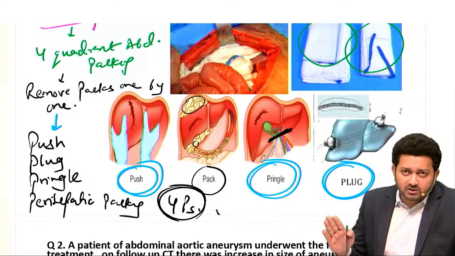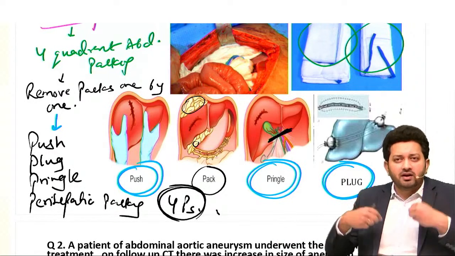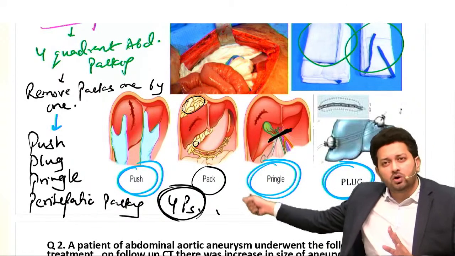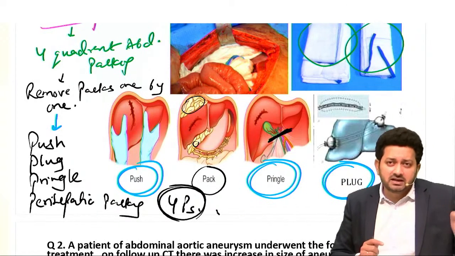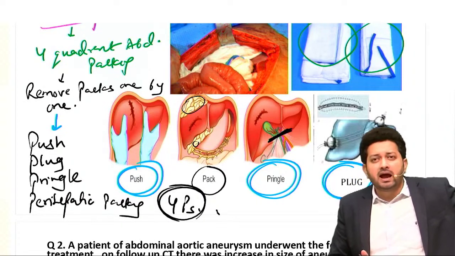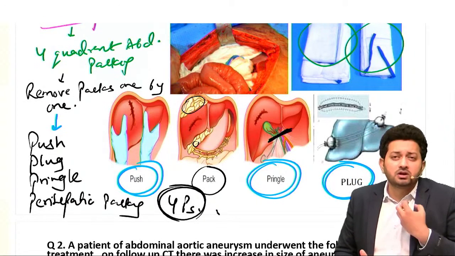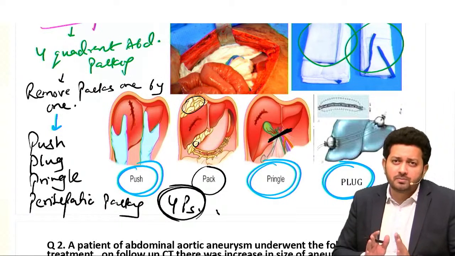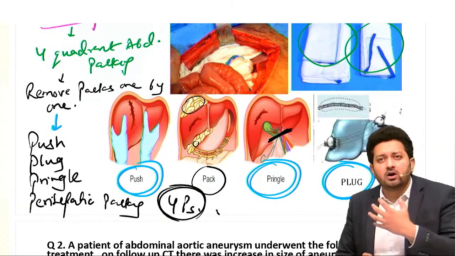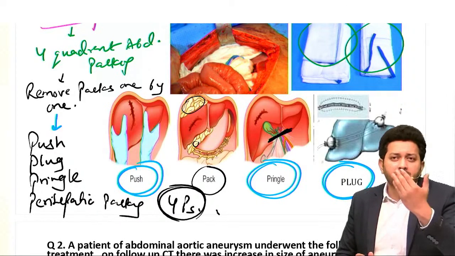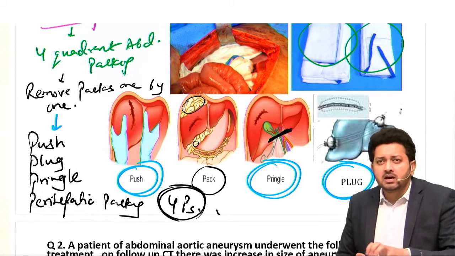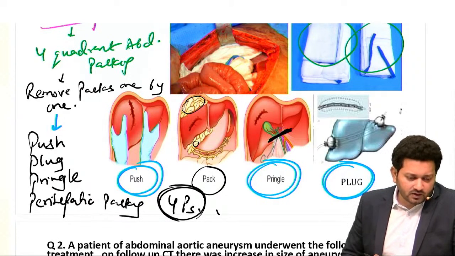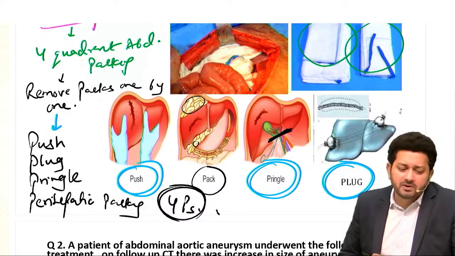Now FAST positive. Let's see this scenario. You have done the first investigation as FAST. FAST is positive, patient is unstable, you operate. FAST is positive, patient is stable, you get the CT done. And depending on the CT and the organ injured, you will take the decision whether to operate or not to operate. In this question, because the organ was liver and the patient was stable, despite any grade, we decided not to operate. Even in grade 4 laceration, you don't operate, Anushka.